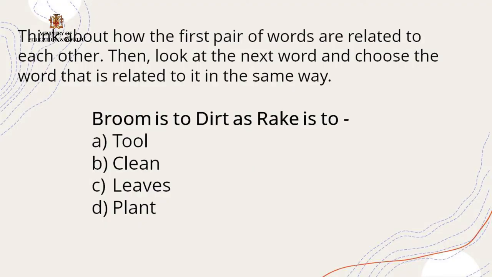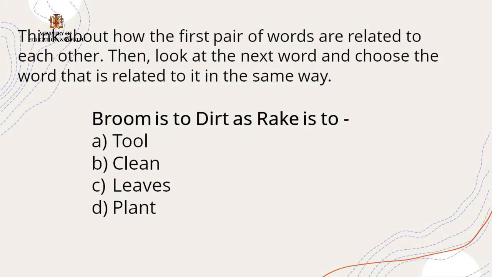Now we're going to continue on with one more example. By now, I hope you have gotten the gist of how we analyze and go through the questions as they relate to analogies. Let's try another example. Broom is to dirt as rake is to A, tool, B, clean, C, leaves, or D, plant. Remember to ask yourself the question, what is the relationship between these two things? Think about it. What is the relationship between the broom and the dirt? I'm giving you 10 seconds. Go ahead.